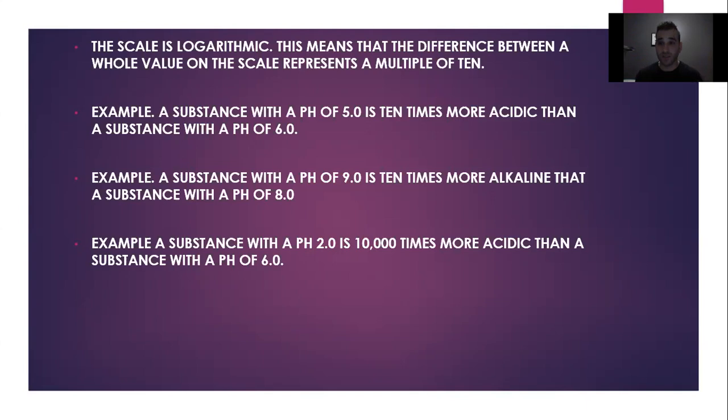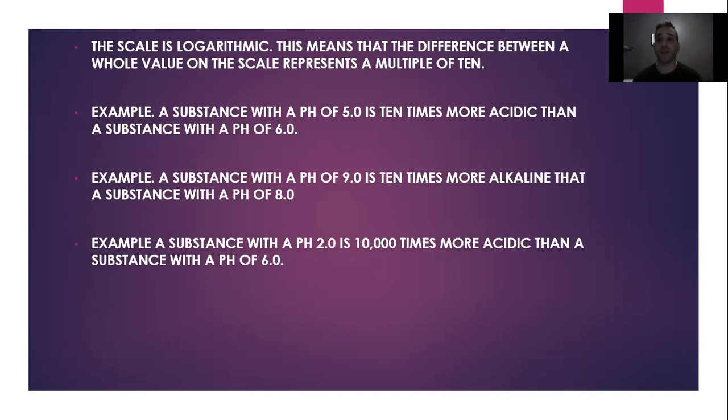So if I have something that's a pH of 8, something that's a pH of 9 is 10 times more alkaline. A pH of 10 would be 100 times more alkaline. A pH of 11 would be 1,000 times more alkaline. A pH of 12 would be 10,000 times more alkaline, okay?